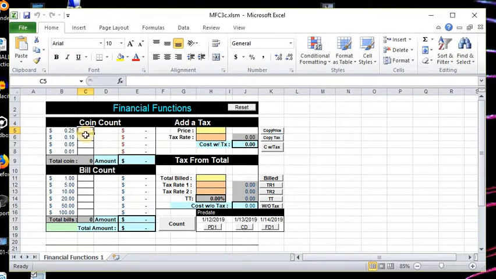Say you have two quarters, three dimes, a nickel, and seven pennies. Well, that means you have 92 cents, and it basically sums this up for you. It's a real simple calculator, simple spreadsheet.